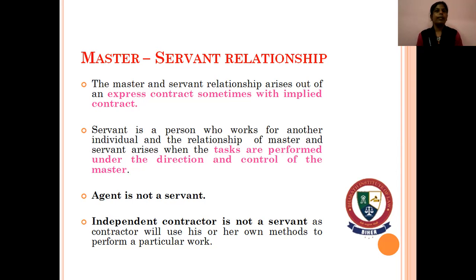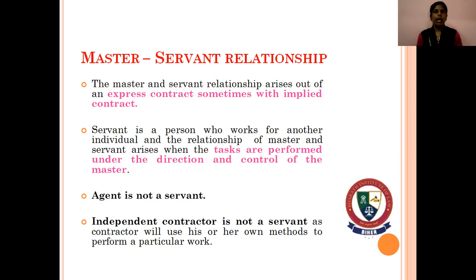And next is an independent contractor. An independent contractor is a person who is working for another person, but he will not be instructed by the master in each and every thing. He only gets a contract from another person, but the way in which he is going to finish the act, that is, finish the contract, depends only upon the independent contractor and not on the master. So every instruction will not be given by the master. So this person will also not be called a servant. So these two people are not servants.